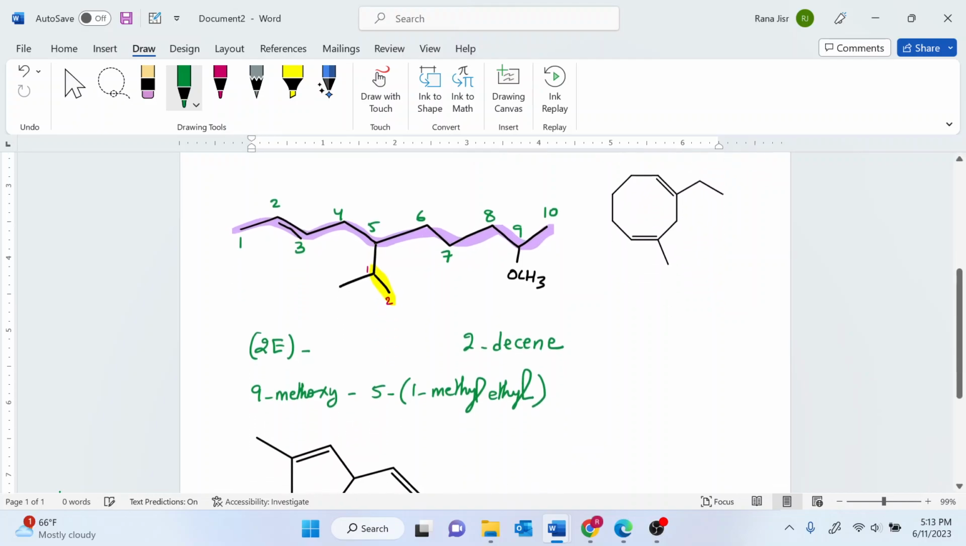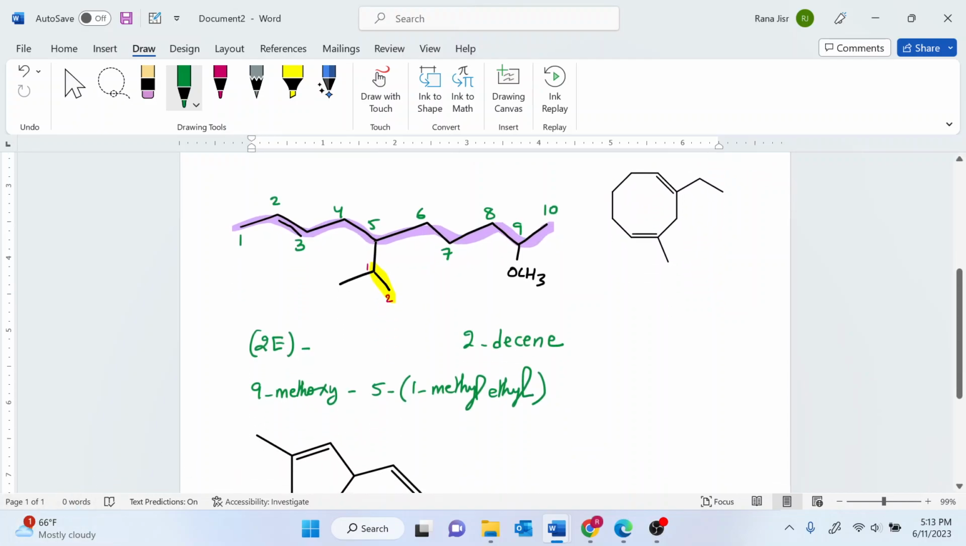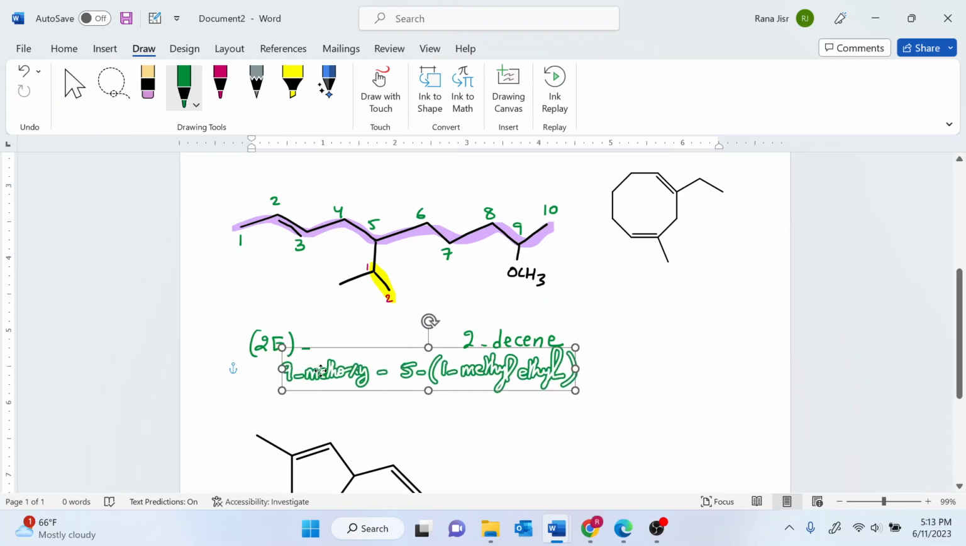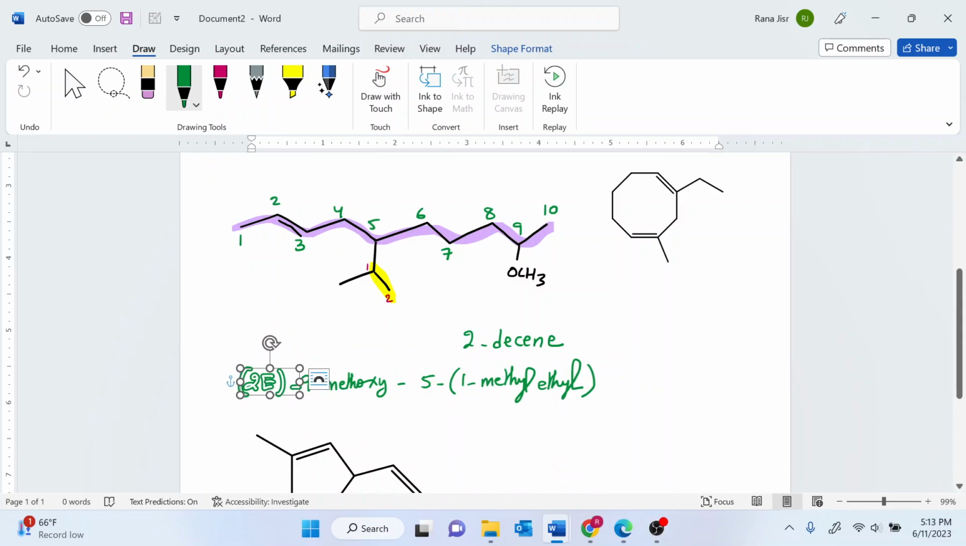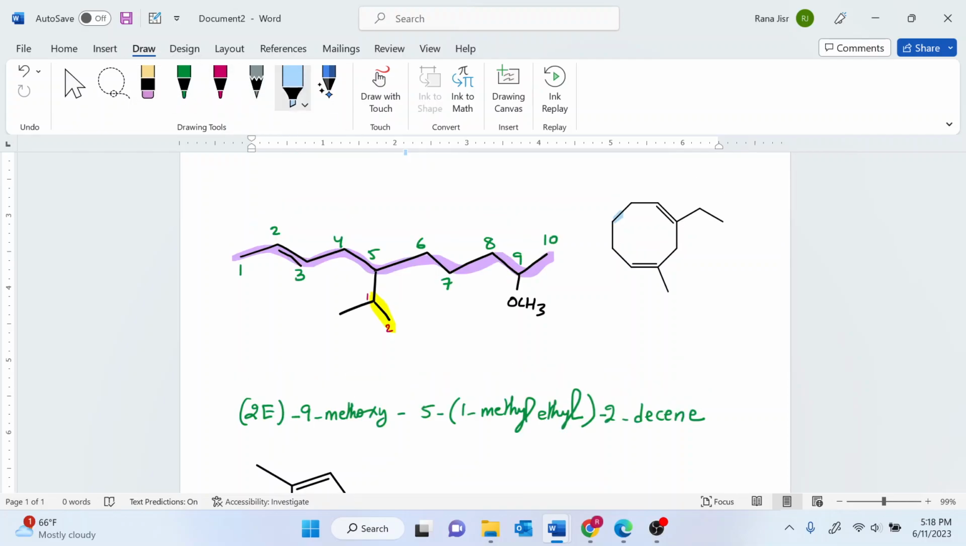Okay, so I do have my methyl and methoxy. Methoxy comes first, so this is going to be the 2E, 9-methoxy, and the 2-decene. And of course, there is a dash between the parentheses and the two. If the double bonds are part of the cycle, then make sure to include all the double bonds in there, and your ending is going to end in the cycle.